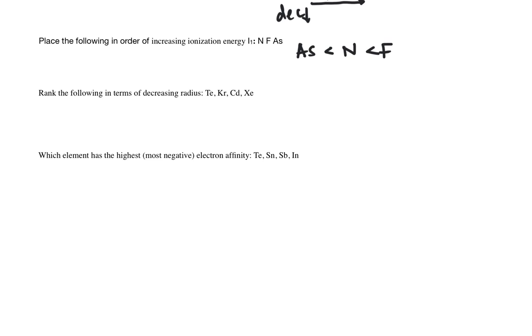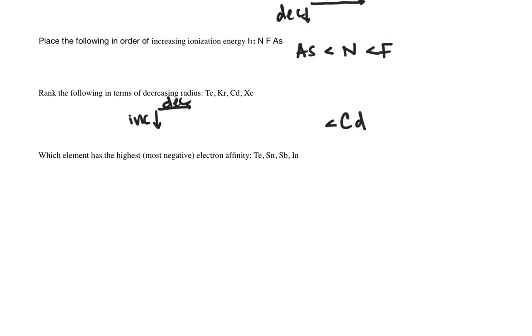So for radius, it is going to decrease as you go across and increase as you go down. Once you look at the trend, you can then just start to think about how to organize these elements. We know that the furthest one down and to the right is going to be the largest. So in this case, that would be cadmium.